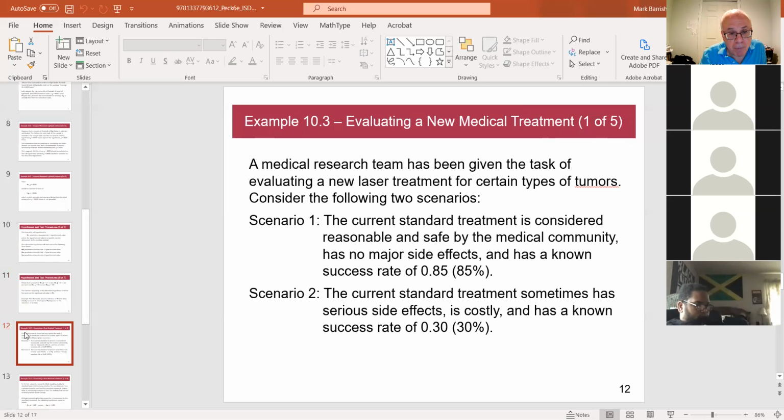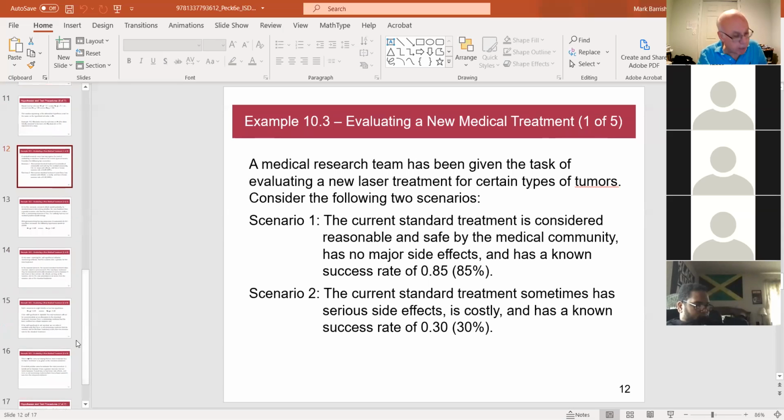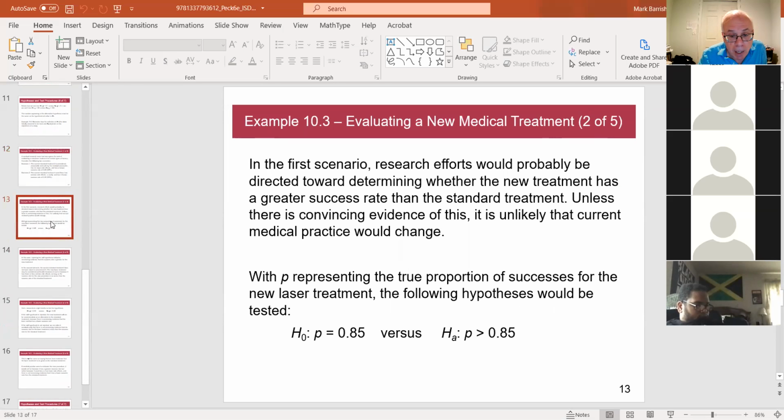All right, let me see if there's anything else here that you need to know, because we only have about 11 minutes left before I close. They just show some examples of how to set up the hypotheses. Here's another one on this slide.